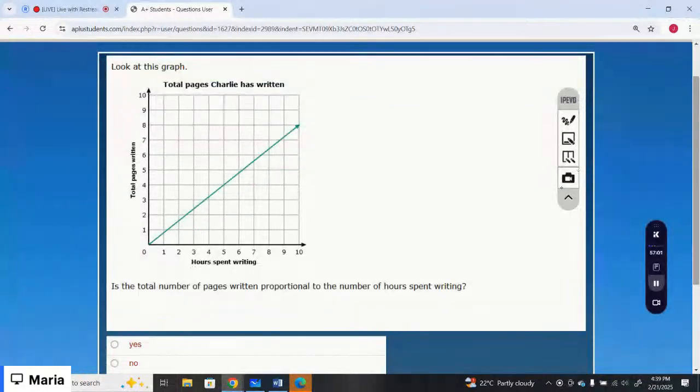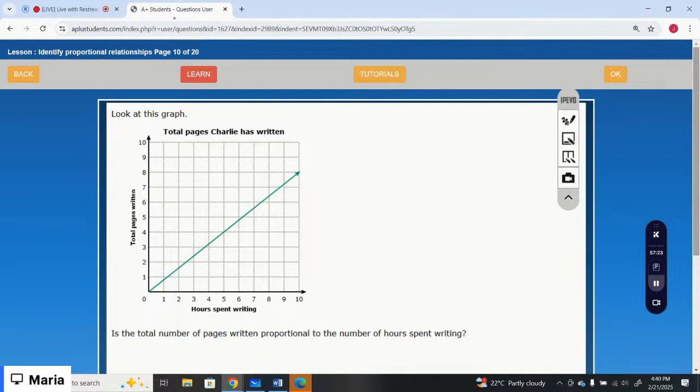Look at this graph. Is the total number of pages in proportion to the number of hours spent writing? Yes, it is directly proportional, right? Okay, you can complete the lesson by yourself later today.